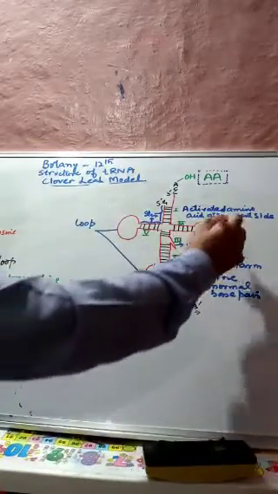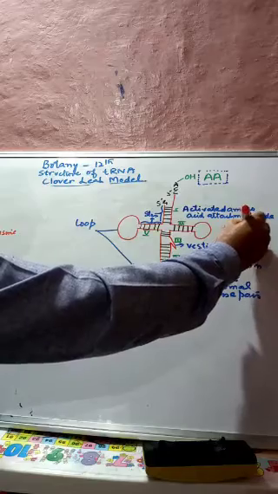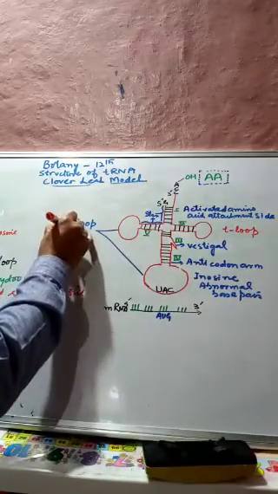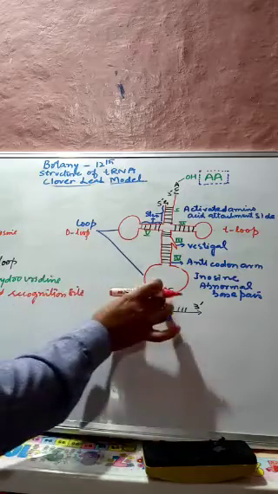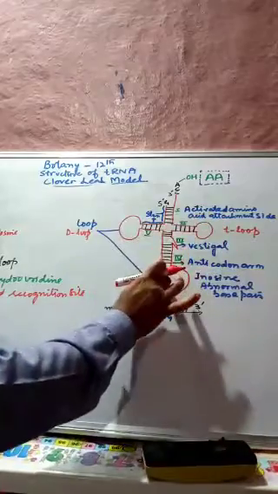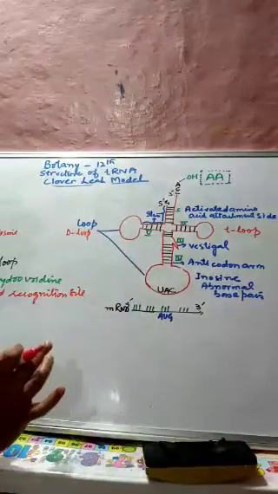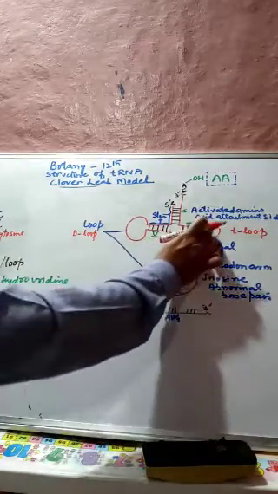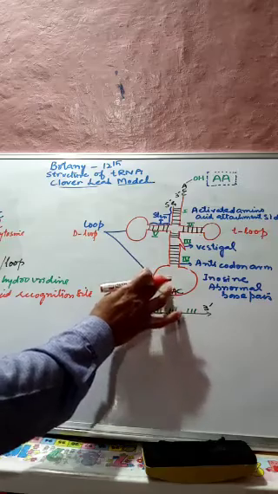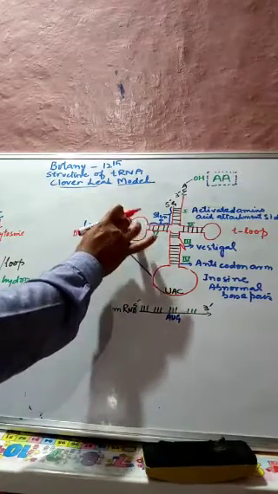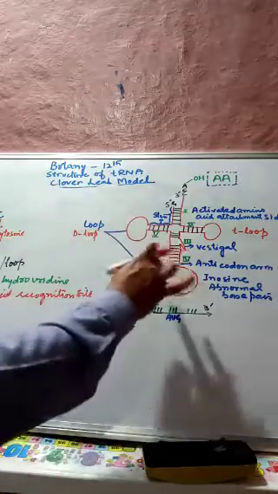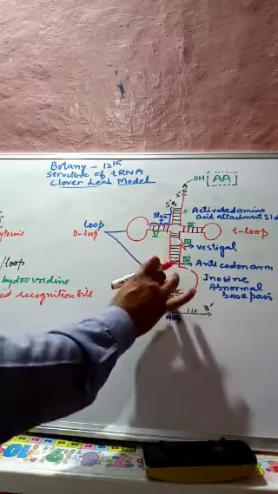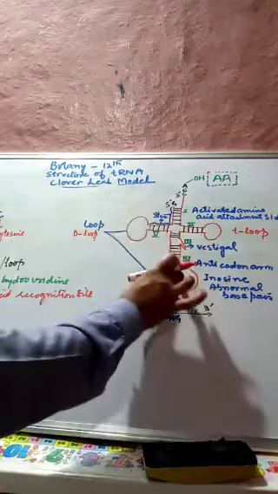This loop is also called the T loop. This is also called the D loop, and this is the anticodon loop. Now these loops all have abnormal base pairs. What are these abnormal base pairs? It has got the pseudouracil, the inosine, and the dihydrouridine, and because of these abnormal or modified base pairs no hydrogen bonding takes place, and they give rise to these 3 loops.